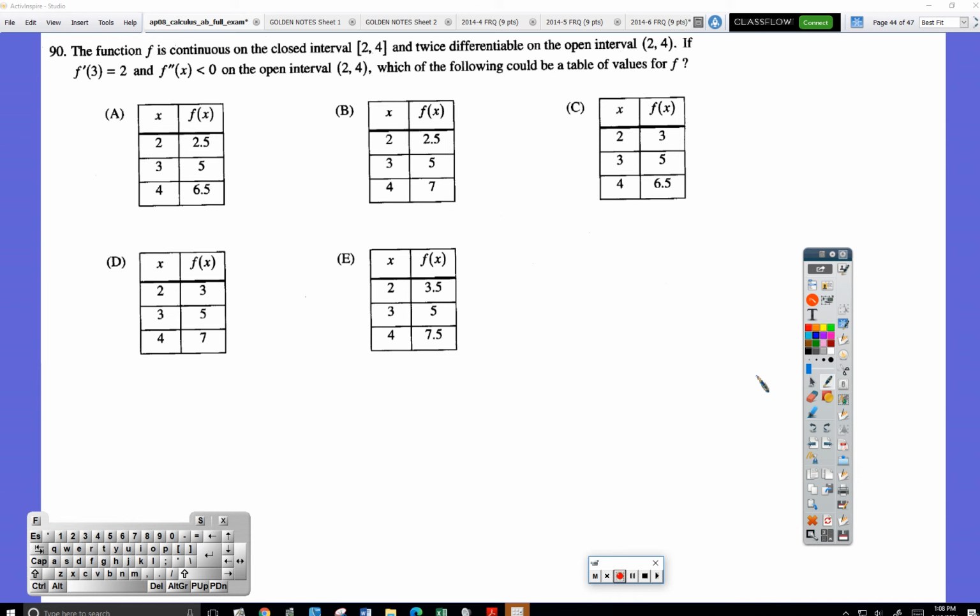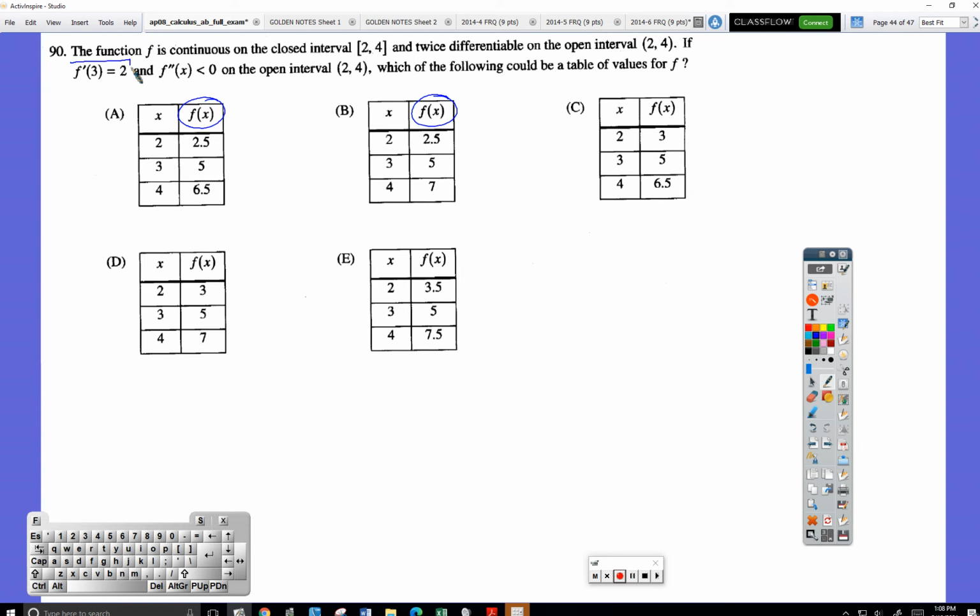Go ahead. I did ask which of the following could be a table for values of f at the end, and it gives you different clues of f prime and f double prime. So let's pause for 1 second. We know these are all values of f. Awesome, good there. And you're right, it gives me these clues here.